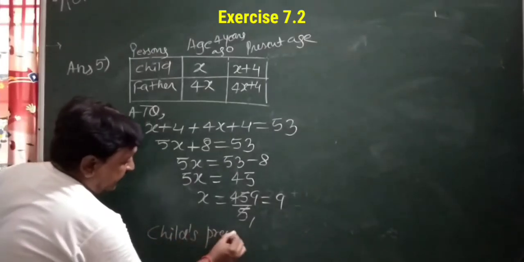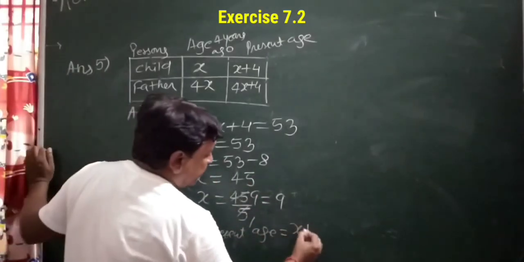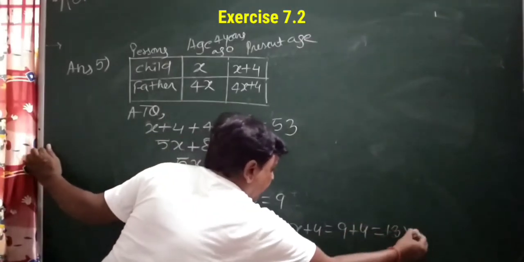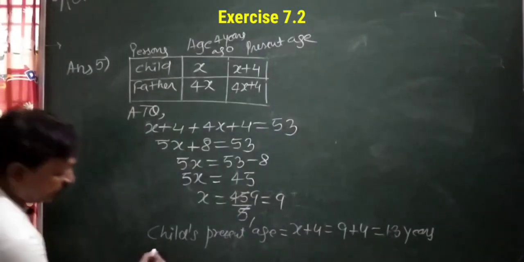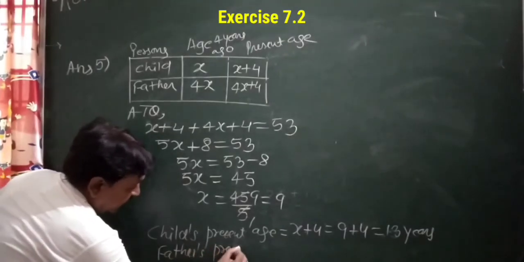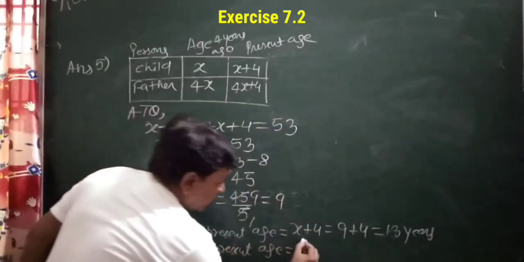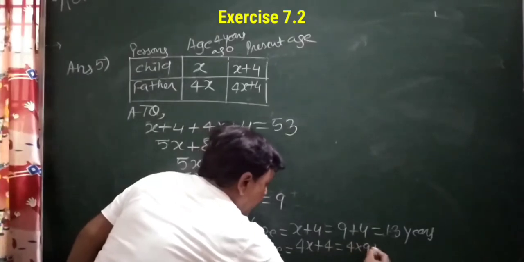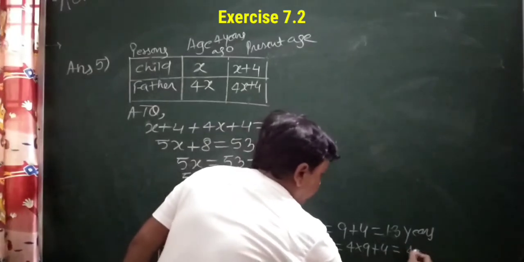So we can say child's present age, it was how much? x plus 4, means 9 plus 4, it will become 13 years. Second thing, father's present age. It was how much? 4x plus 4, means 4 into 9 plus 4. 9 fours are 36 and 36 plus 4, it will become 40 years.